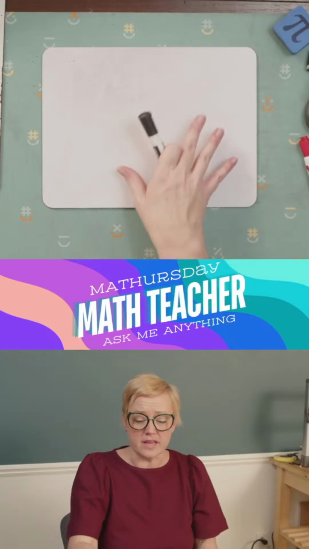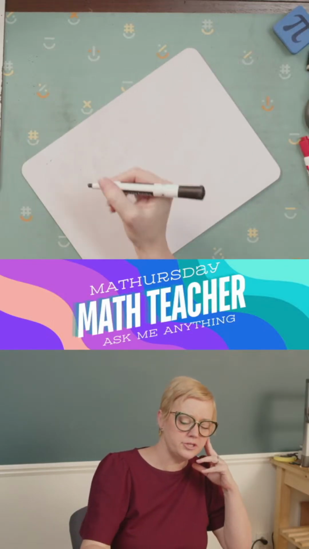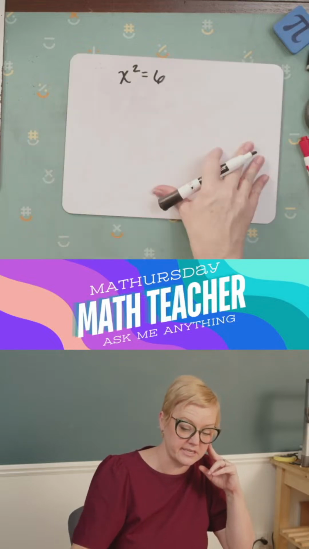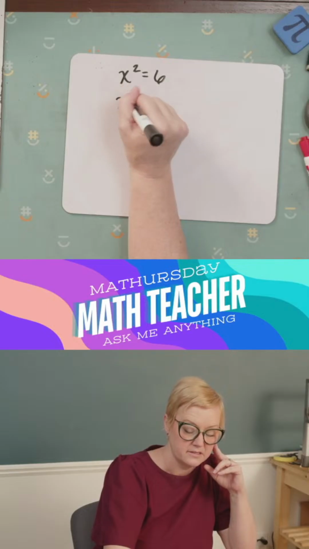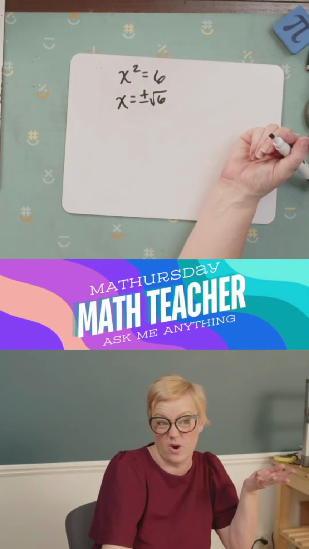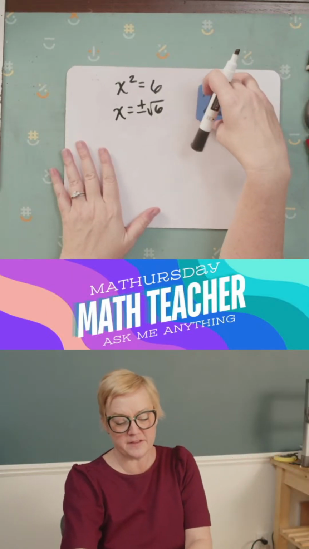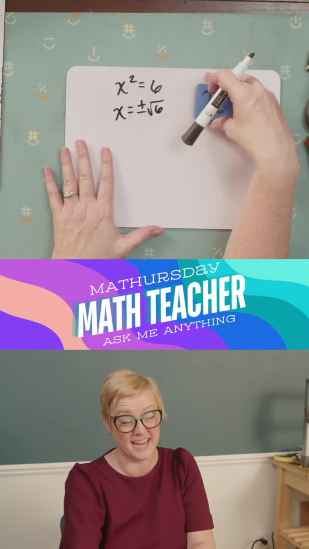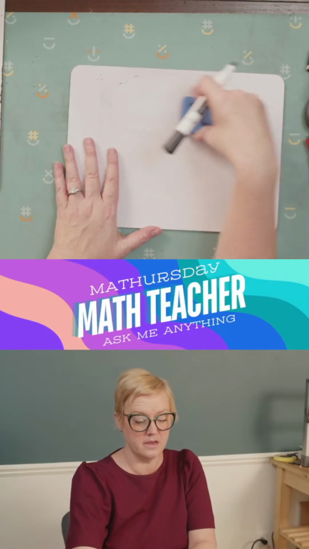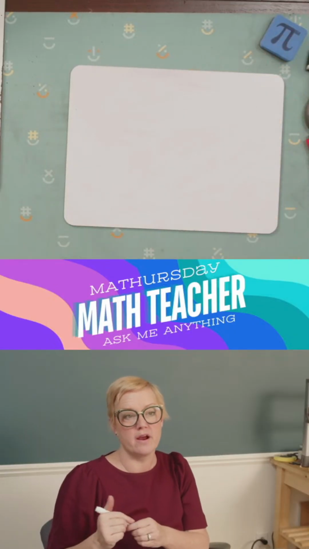Not necessarily, because you could do the square root method if it's just like x squared equals 6. You can just take the square root of both sides. So x would be plus or minus the square root of 6. That would be the square root method. But if it's in vertex form, that does make it easier to do the square root method, because you already have that perfect square.